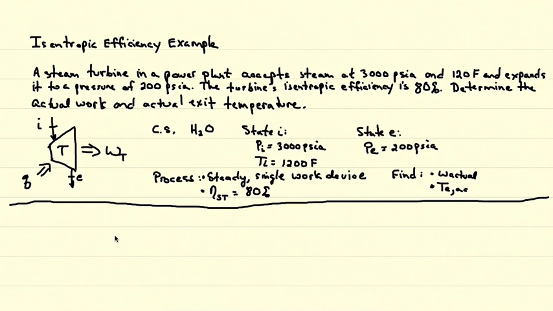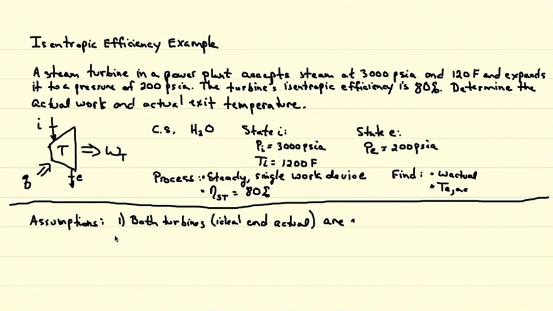The first thing we like to start with are the assumptions that we have to make. So we can make a list of our assumptions, and these are basically the assumptions that we apply whenever we do isentropic analysis. The first assumption is that both turbines, the ideal and actual turbine, are adiabatic.